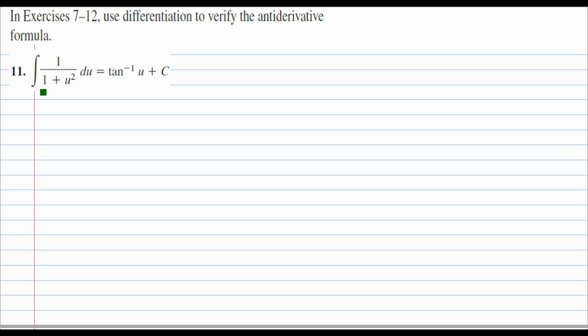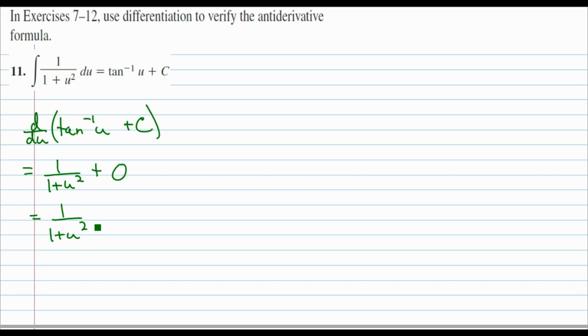Now try problem number 11, which says use differentiation to verify the antiderivative formula. So we are going to take a derivative to verify this, which means if the antiderivative of this equals that, we have to use the fundamental theorem and take the derivative of the second part to equal the first part. So that's what I'm going to do. I'm going to take the derivative of inverse tangent of u plus c. All right, so the derivative of inverse tangent, if you remember, is 1 over 1 plus u squared, and then the derivative of c is 0. Which really then is just 1 over 1 plus u squared.